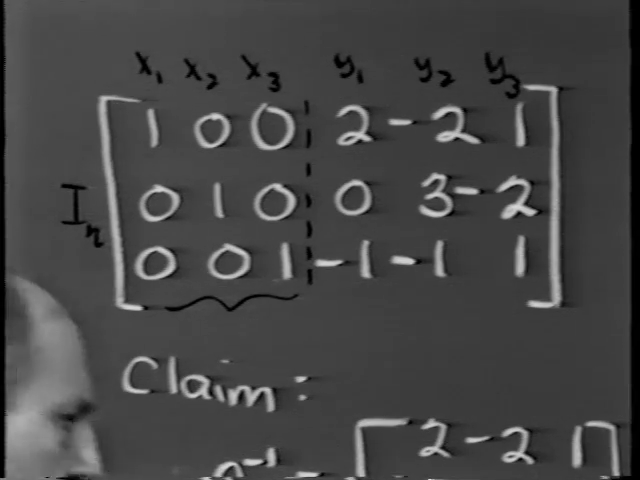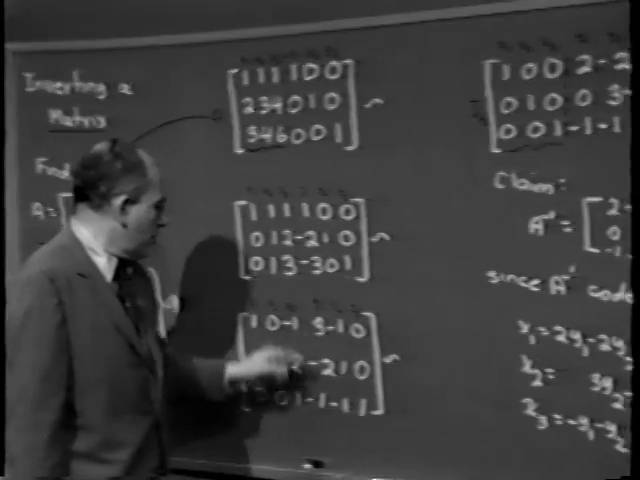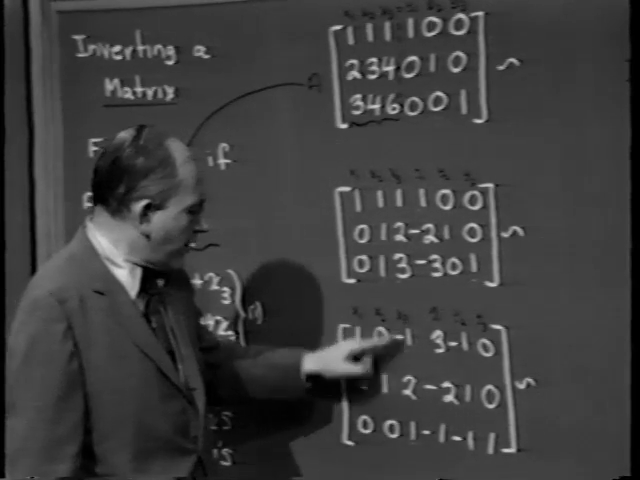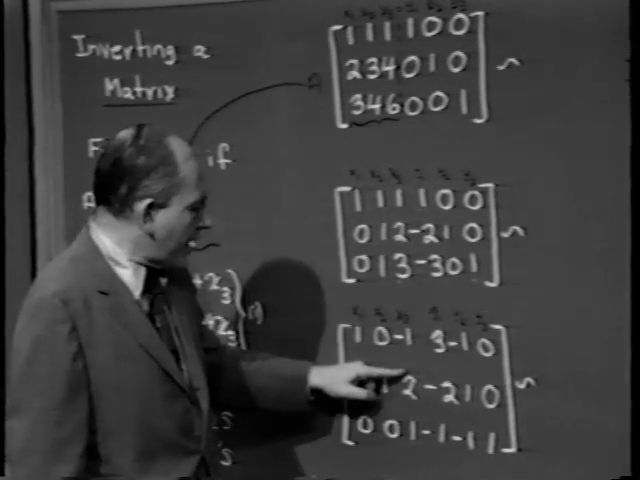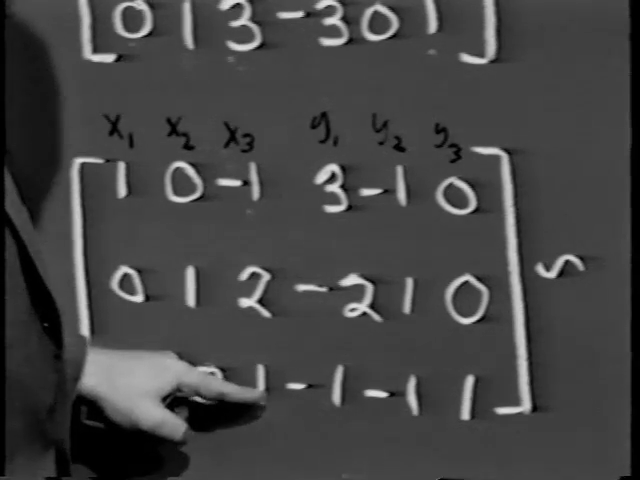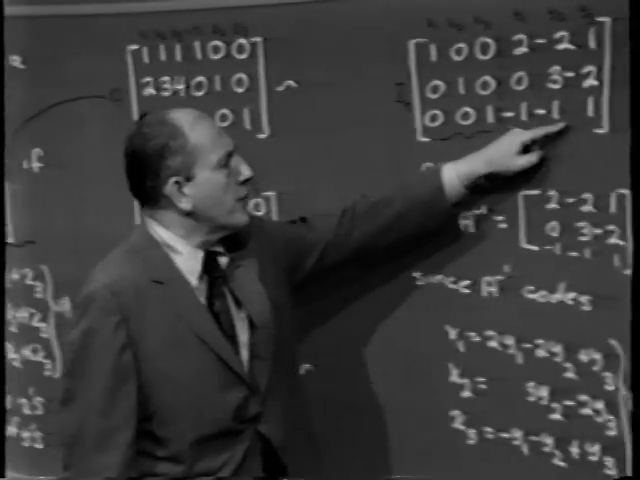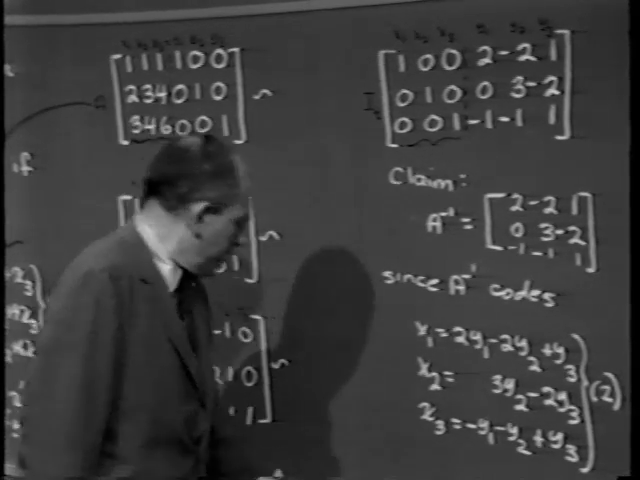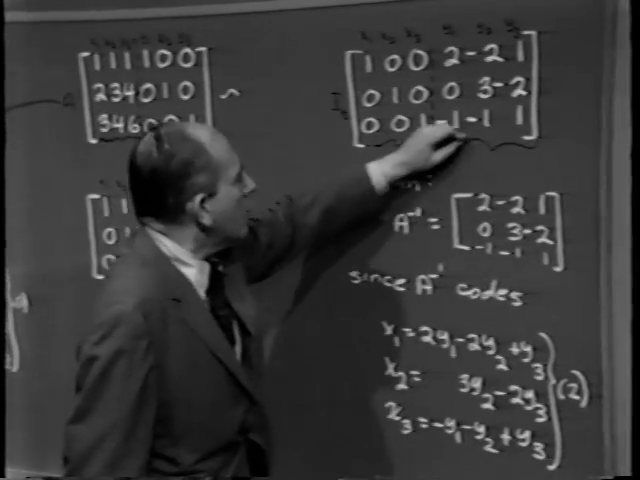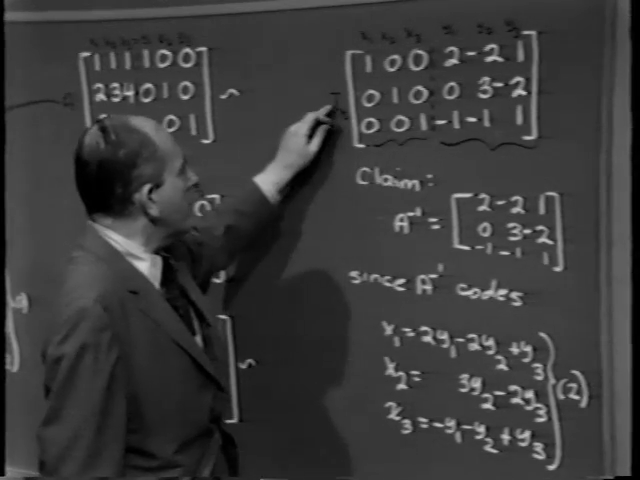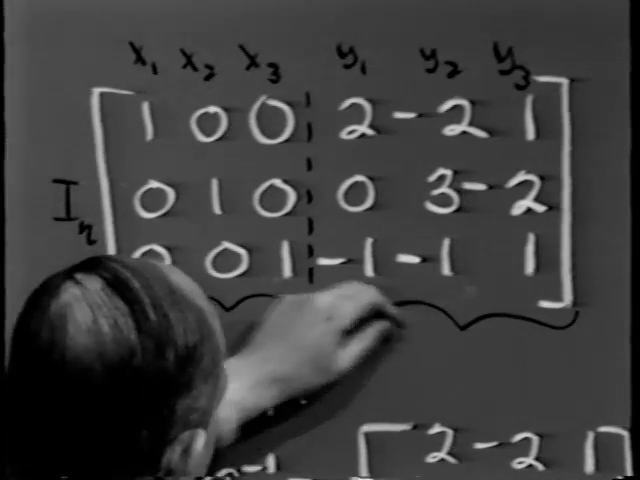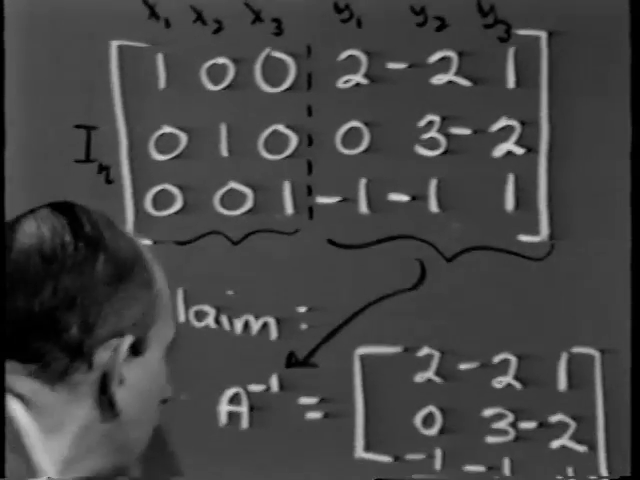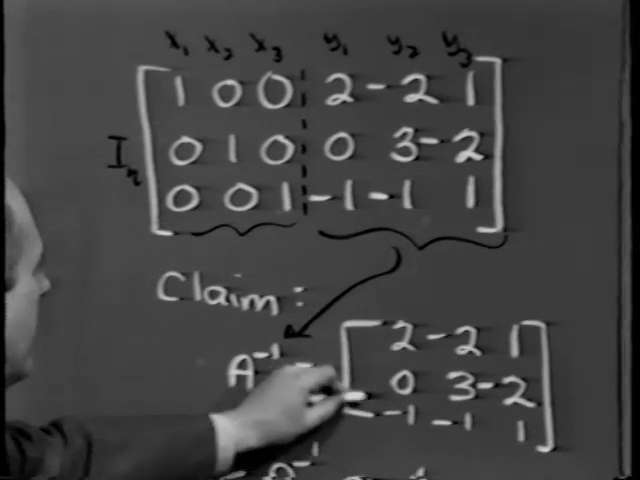Now again, to show you quickly what I'm trying to do here, I'm simply going to replace the first row by the first plus the third. I'm going to replace the second row by the second row minus twice the third. I now wind up with this particular matrix. I claim that the left half of this matrix is the identity matrix. I claim the right half is A inverse. All right? That's my claim.